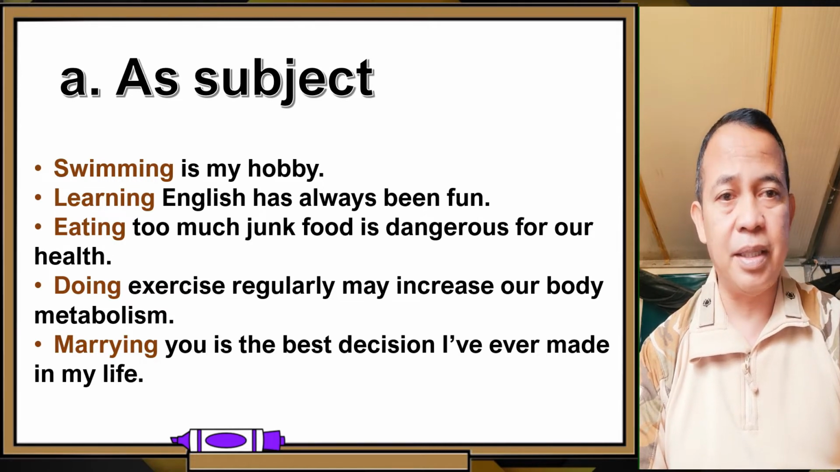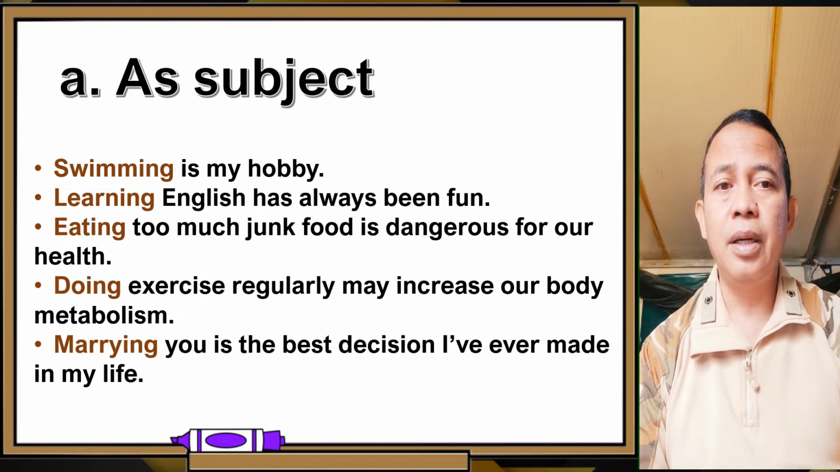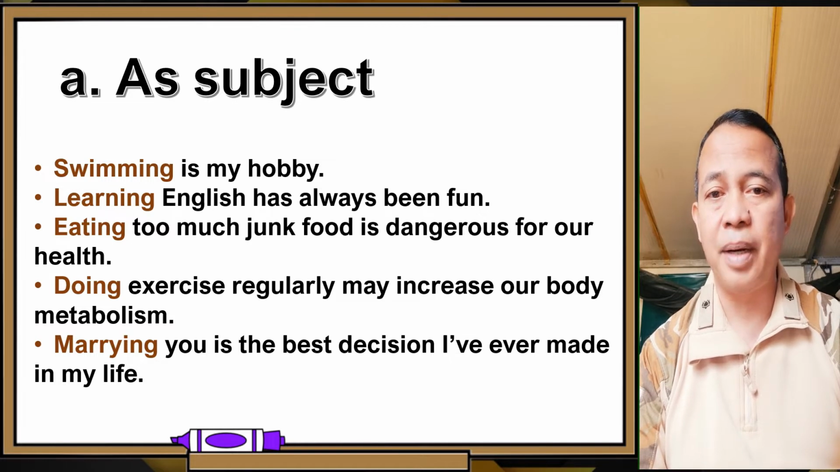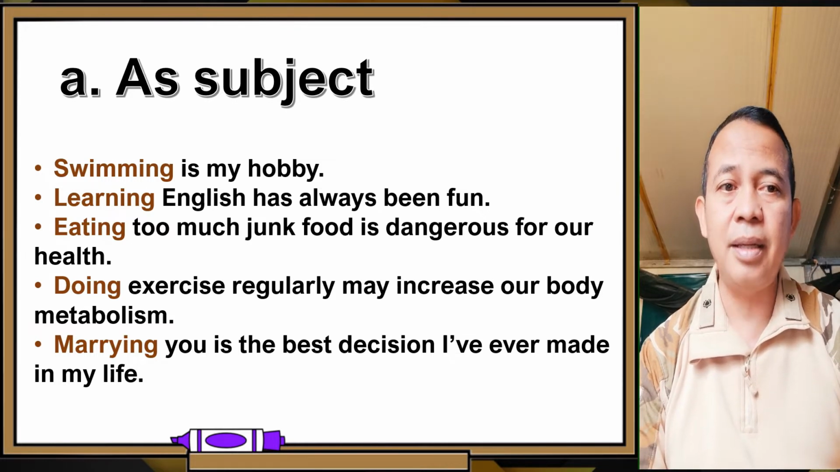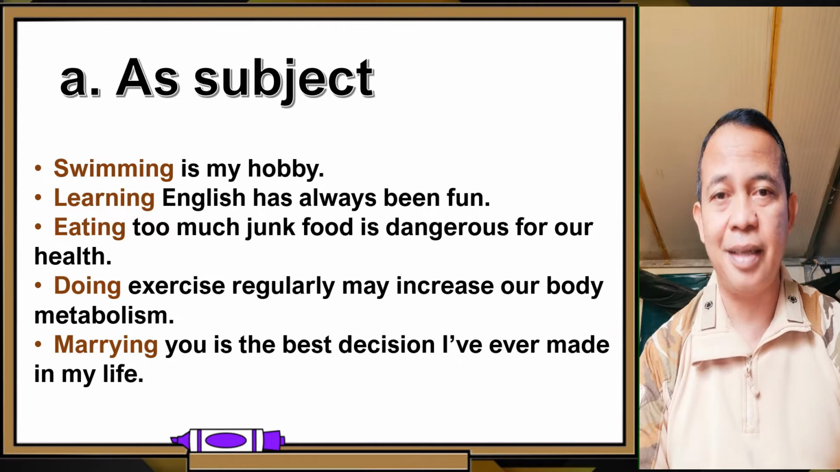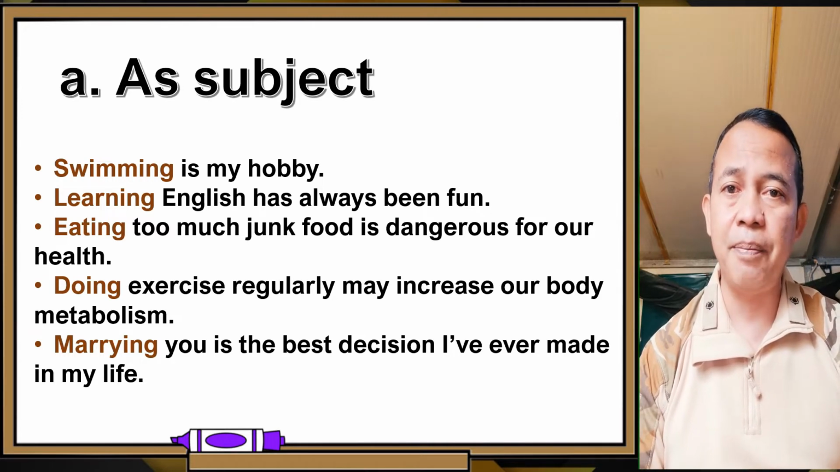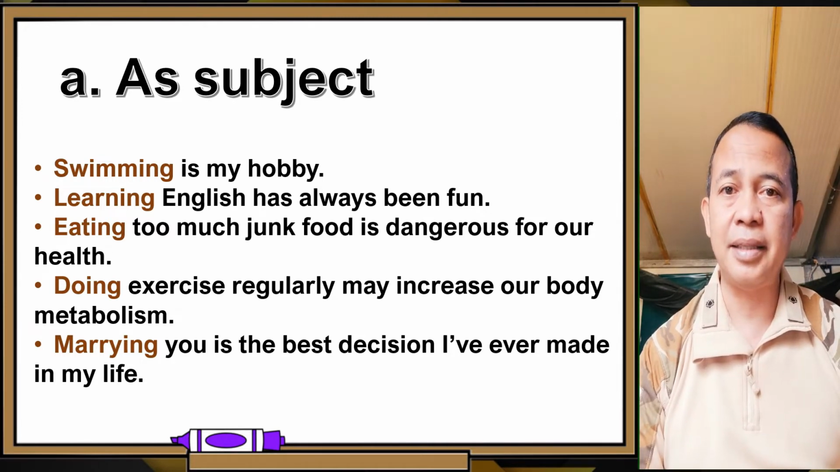"Eating too much junk food is dangerous for our health." "Doing exercise regularly may increase our body metabolism." And then, "Marrying you is the best decision I've ever made in my life." So these are some examples of how we use gerunds as subject.